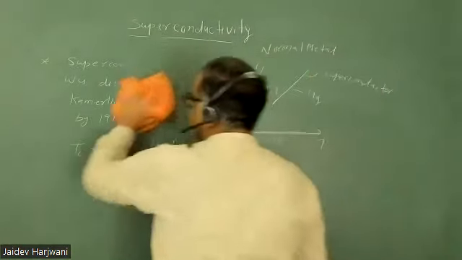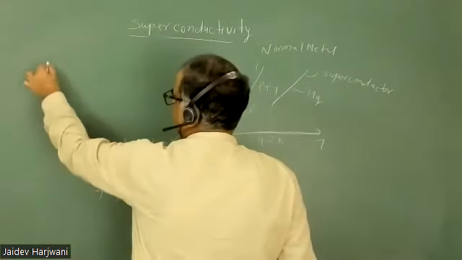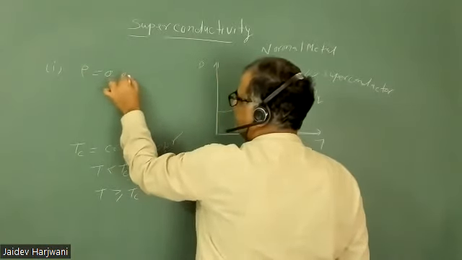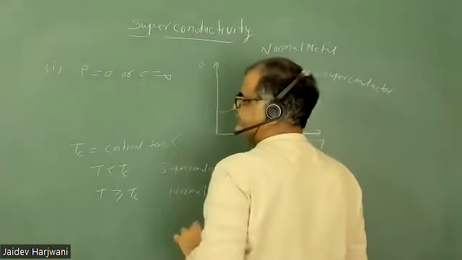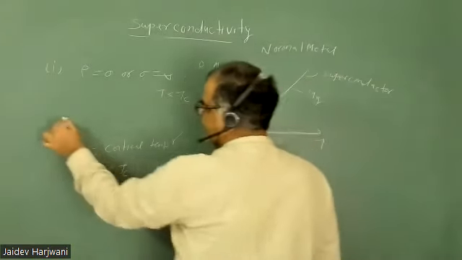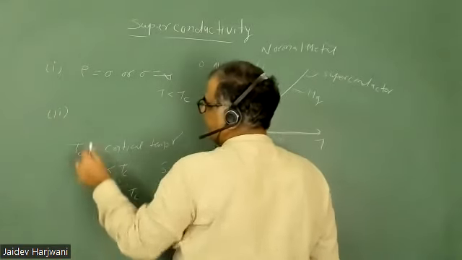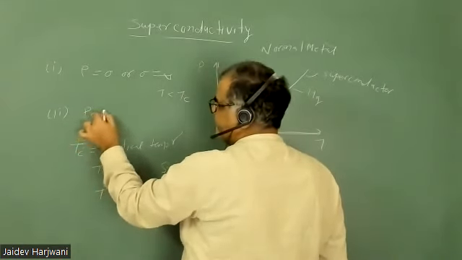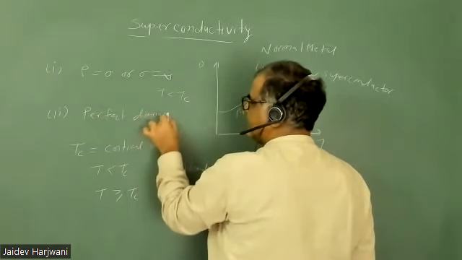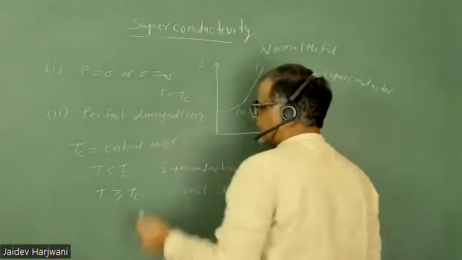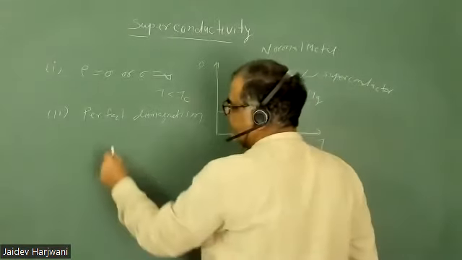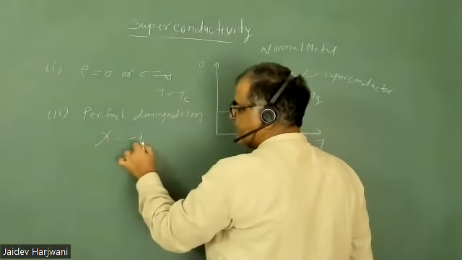So number one is its resistivity is 0, or conductivity is infinite, below Tc, when T is less than Tc. And the second property, it shows perfect diamagnetism. So what do you mean by perfect diamagnetism? Perfect diamagnetism means the susceptibility value is -1.